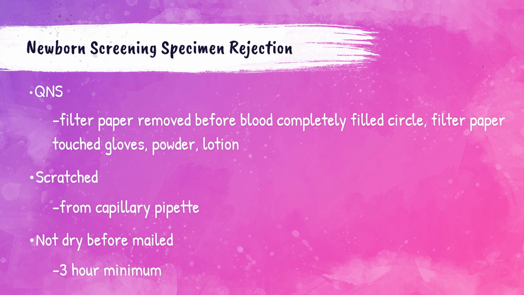The following are reasons why a newborn screening specimen may be rejected. If the quantity is not sufficient, so QNS, this may be caused by just not filling the circle with enough blood, or if the paper was contaminated by gloves, powder, or lotion. If a capillary pipette is used to fill the circles of the test, this may cause scratches on the filter paper circles, causing it to be rejected. If the sample is not allowed to properly dry before it is mailed, this can cause rejection. Newborn screening samples need to be dried for a minimum of 3 hours before they are mailed out for testing.